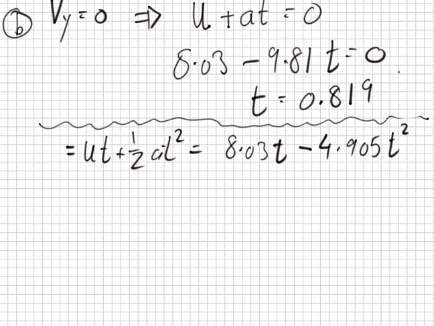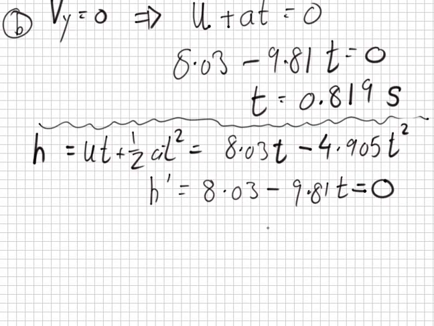Okay. Right. What's the formula for S? S equals UT plus a half AT squared. Yep. So if you look here, this is the formula for the height. So when T is 0, what's the height? 0. This is just like question 1 yesterday, isn't it? So how can I find the maximum height? What do I do? Derivative. What's the derivative here? 8.03 minus 9.81t should equal 0. So therefore t equals 0.819.